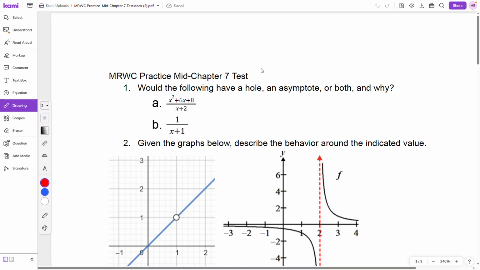Today we're going to be talking about Chapter 7. Oh, I'm sorry, Section 7. And there's a whole lot of rational expressions and holes and asymptotes and oblique asymptotes. And all kinds of wonderful, joyful things that we love and enjoy. So let's begin with number 1 here.